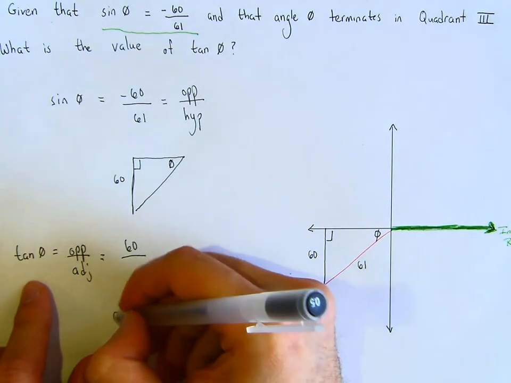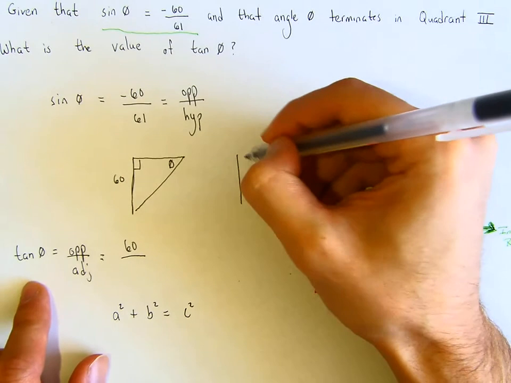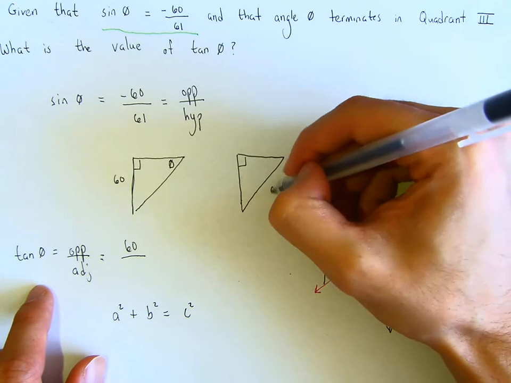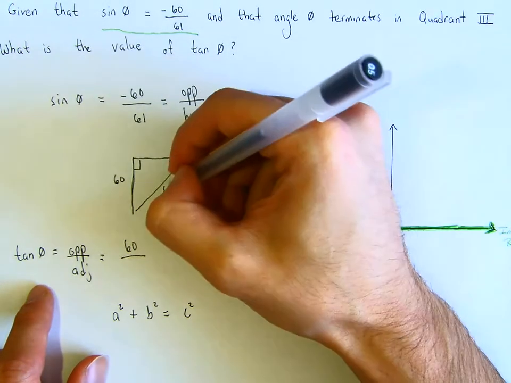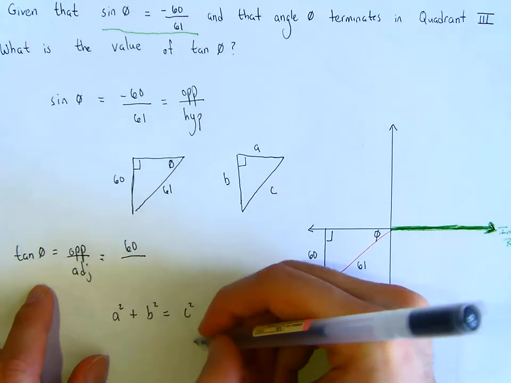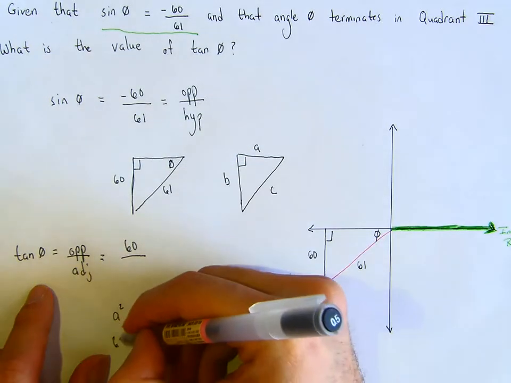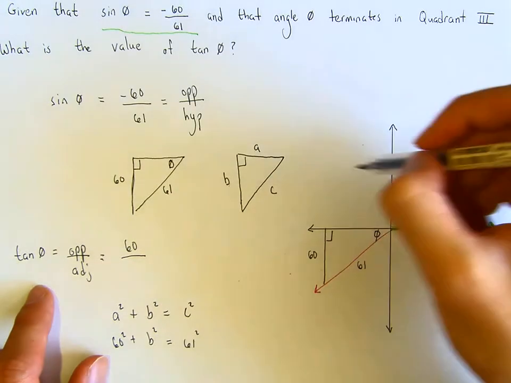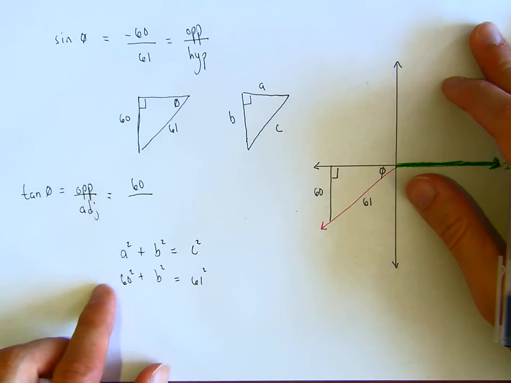We need to use the Pythagorean theorem of a squared plus b squared equals c squared, right? So if I have my triangle over here like this, what is your A, B, and C? Remember that this is the C, this is A and B. So we know that we have the C. So we know C is 61. So it's 61 squared. We have one of the legs, so it's 60 squared plus B squared. So we need to find this adjacent side. So what I want you to do is pause the video and try and find B. Okay. Let me fix the camera angle.